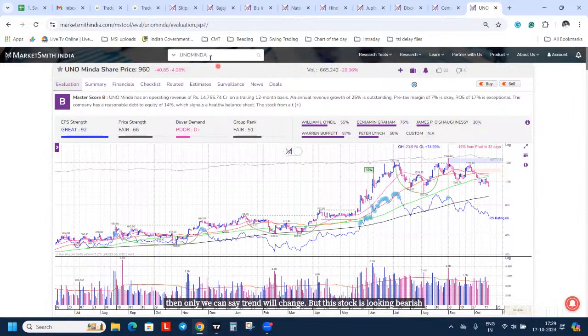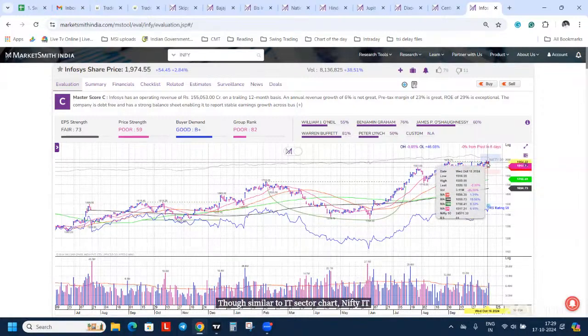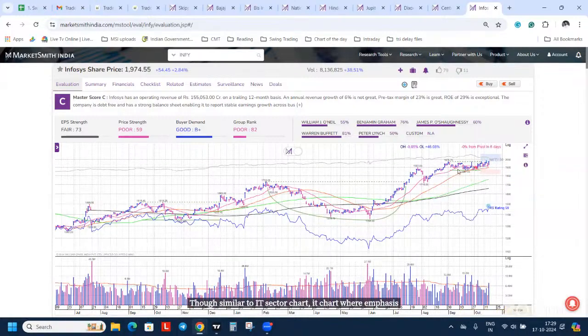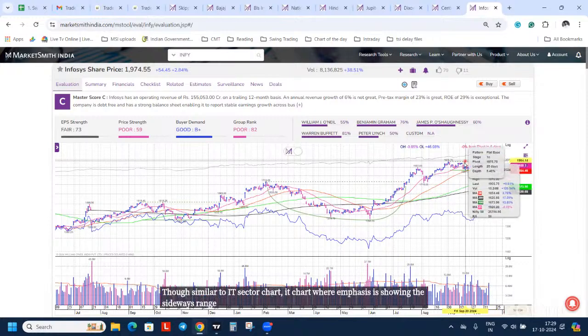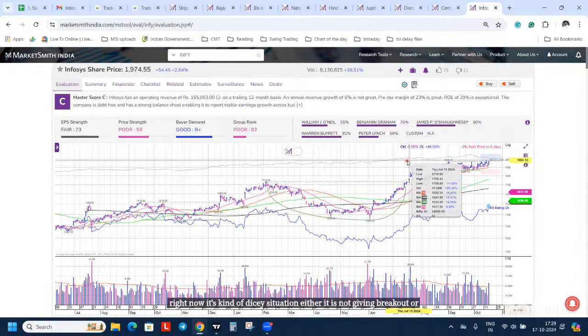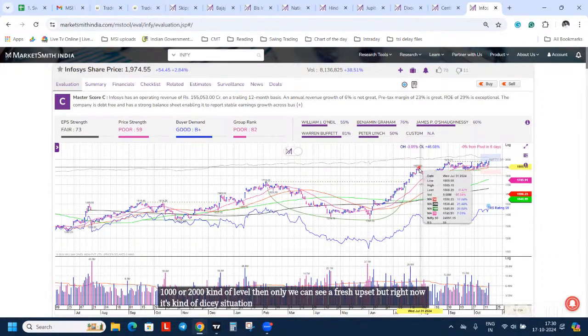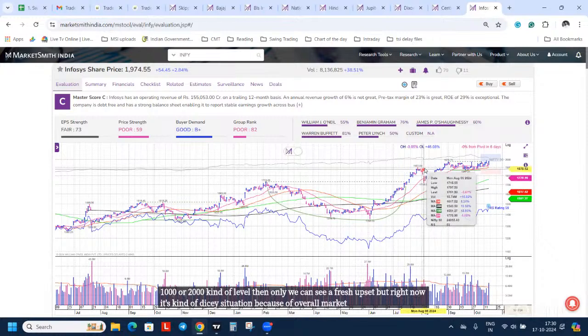Next one is Infosys. Similar to the Nifty IT chart, Infosys is showing a sideways range. Right now it's a dicey situation. It is giving neither a breakout nor a breakdown, so it's better to wait. Once it breaks out of the 1,000 or 2,000 level, then only we can see a fresh upside. But right now it's dicey because of the overall market, especially for IT companies.